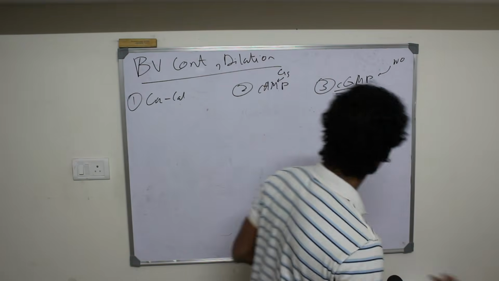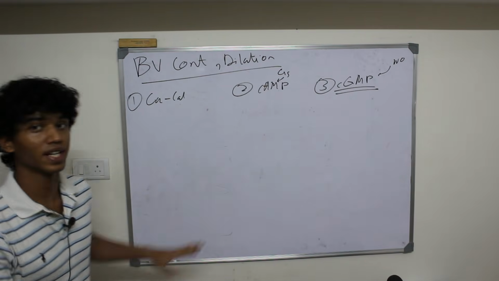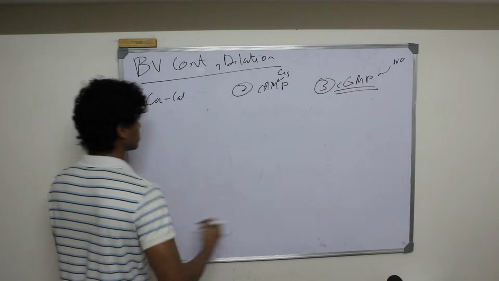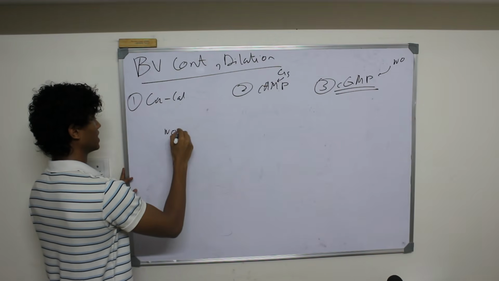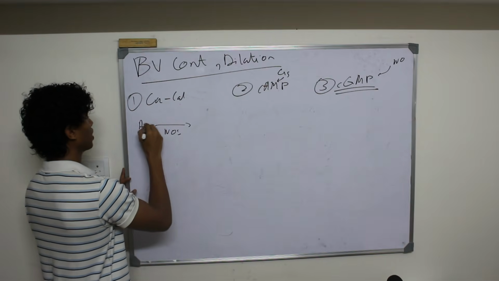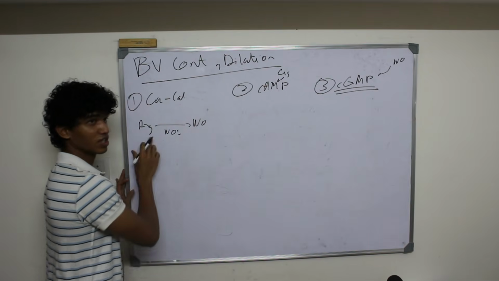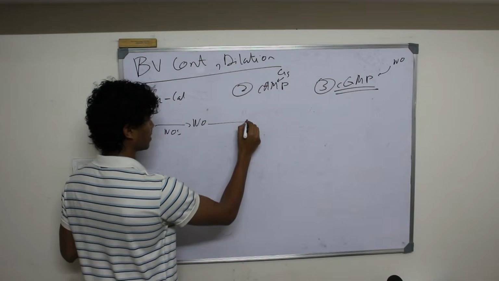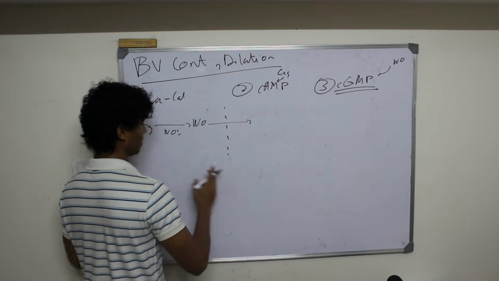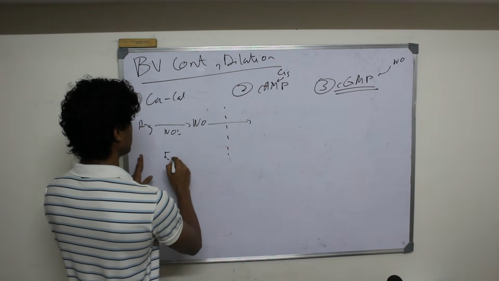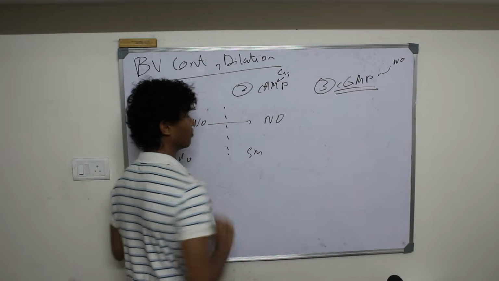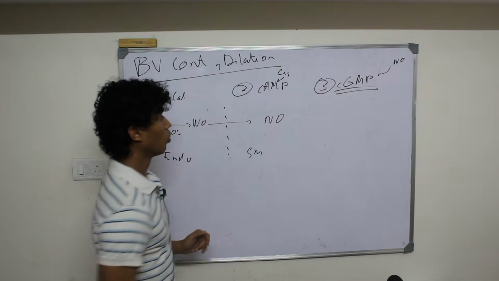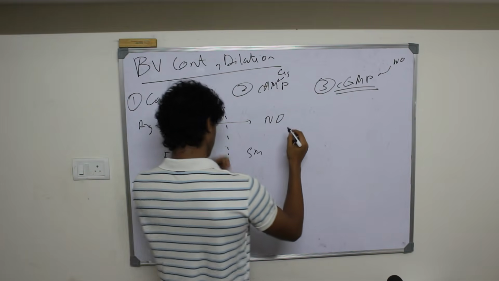So first I'll tell you the pathway and then I'll bring the receptors into the picture. Your endothelial cells have an enzyme called nitric oxide synthase, which converts arginine, the amino acid, to nitric oxide. The nitric oxide moves freely across the membrane between the endothelial cells and the vascular smooth muscle. Now this nitric oxide is within your vascular smooth muscle.